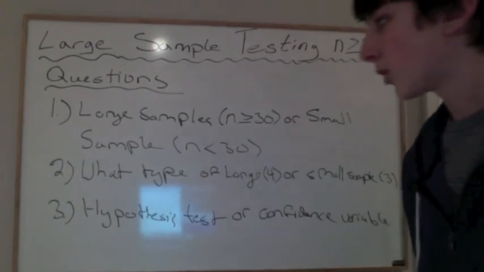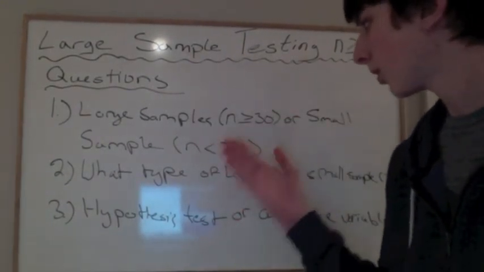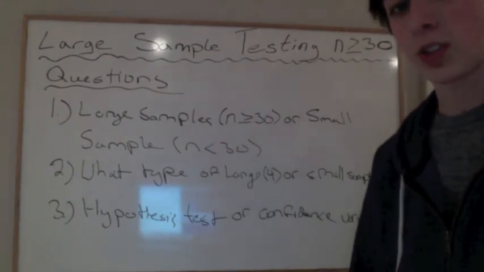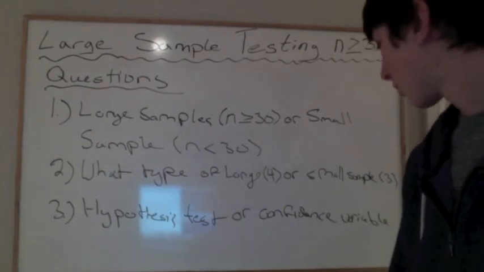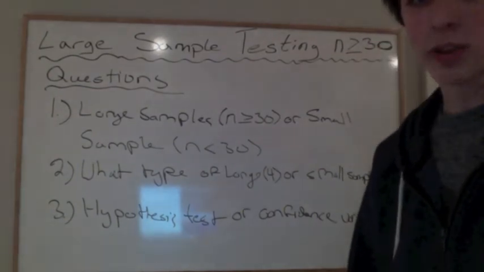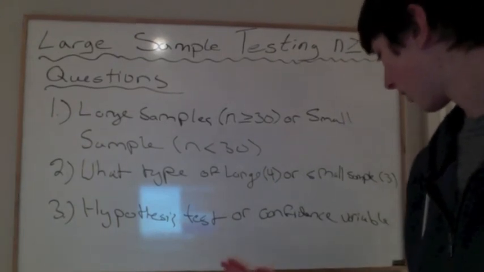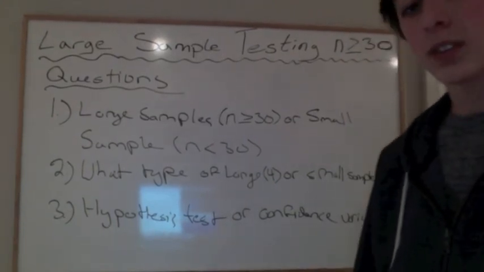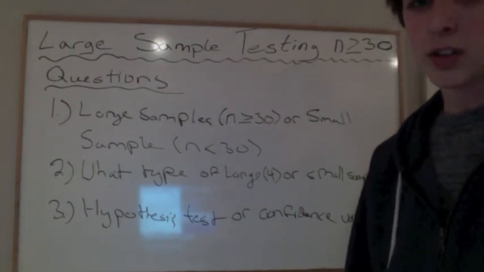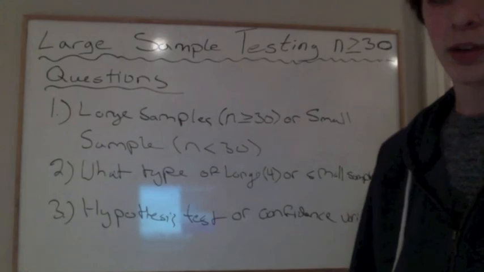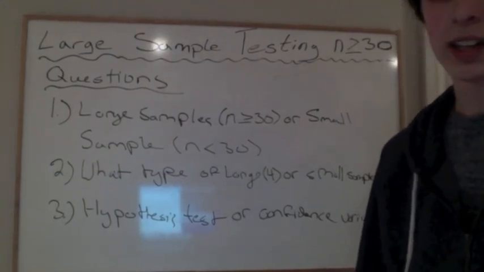Okay, so with every question you have to ask these 3 questions. Is it a large sample or a small sample? The number is over 30, which is 100, so it is a large sample. What type of large or small? We know it's a proportion. And is it a hypothesis testing or a confidence interval? It's a hypothesis testing because even though it doesn't say evidence in the question, it wants the data to indicate something at a 0.1 level of significance, which indicates evidence.